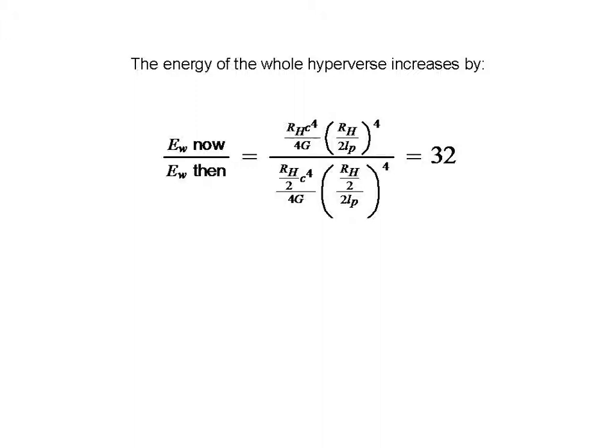Of the universe, the energy of the whole hyperverse increases by a factor of 32. Again, we take the energy of the whole divided by the energy of the whole when the age or size of the universe was 1/2 of what it is, and we find that the whole increases by a factor of 32 with each doubling.